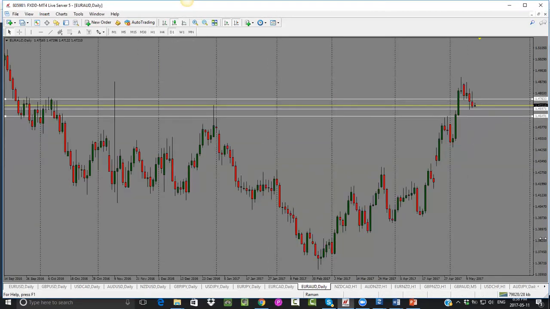So EURCAD, very nice setup for the day. We have red candles, big pin to the upside, bearish candle close. So this is a bearish pin bar. And now we're looking for a move to the downside. 146.50 is the next target.